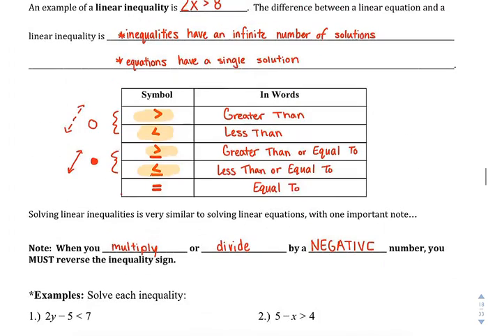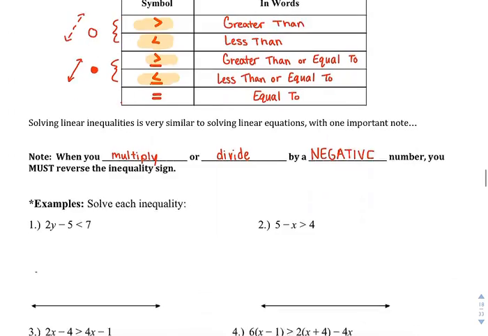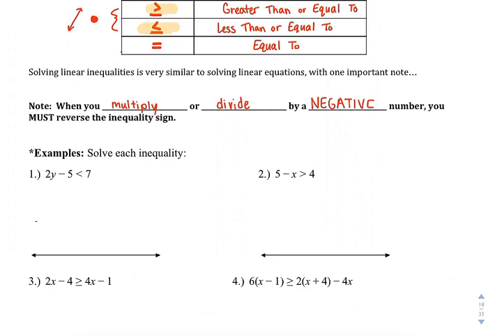So we're going to practice solving a couple of these, and then I'll have you guys try. But you do have a rule to remember here when you're solving inequalities. Whenever you multiply or divide by a negative number, you have to switch or reverse the inequality sign. Anytime you multiply or divide by a number that's negative, switch or reverse the inequality sign. So let's go ahead and look at number 2.